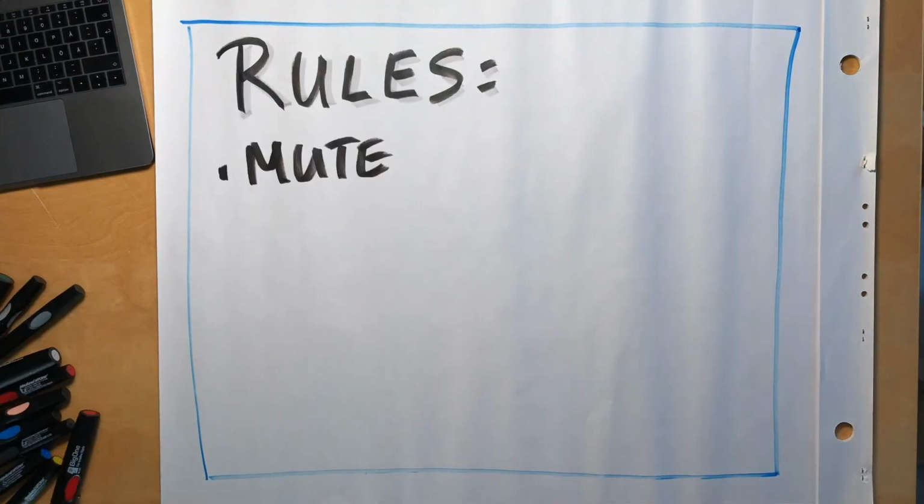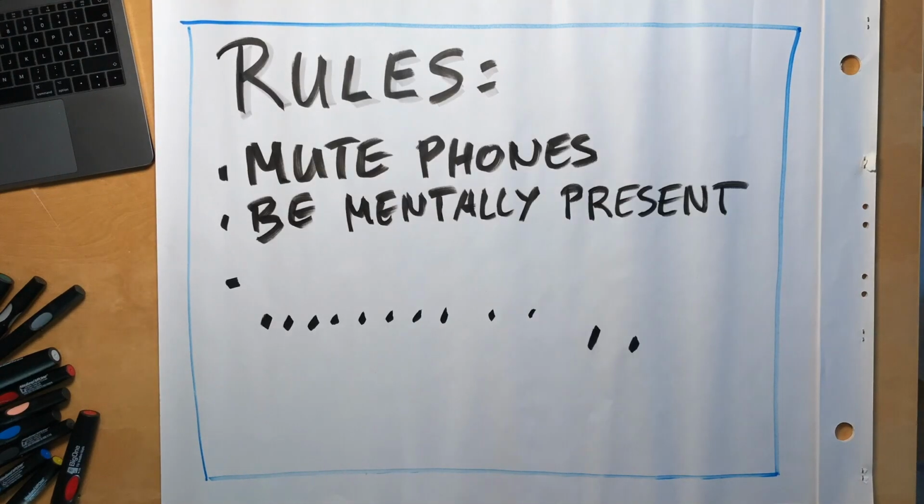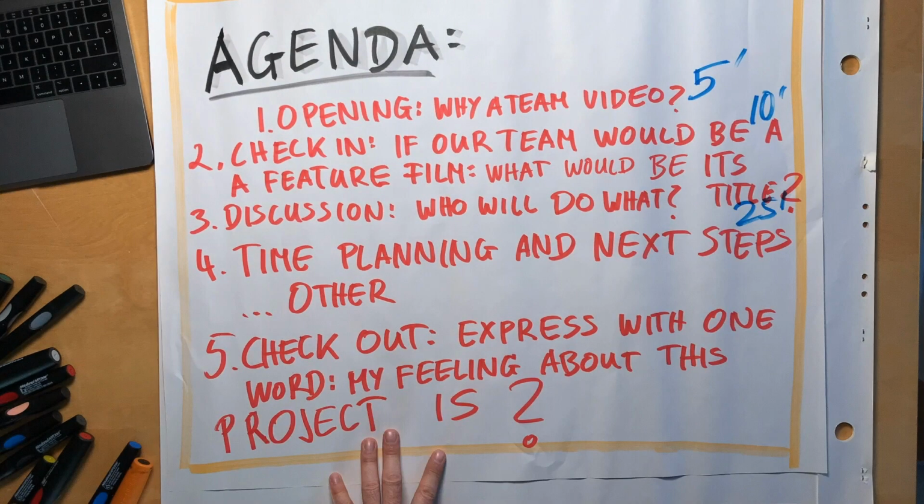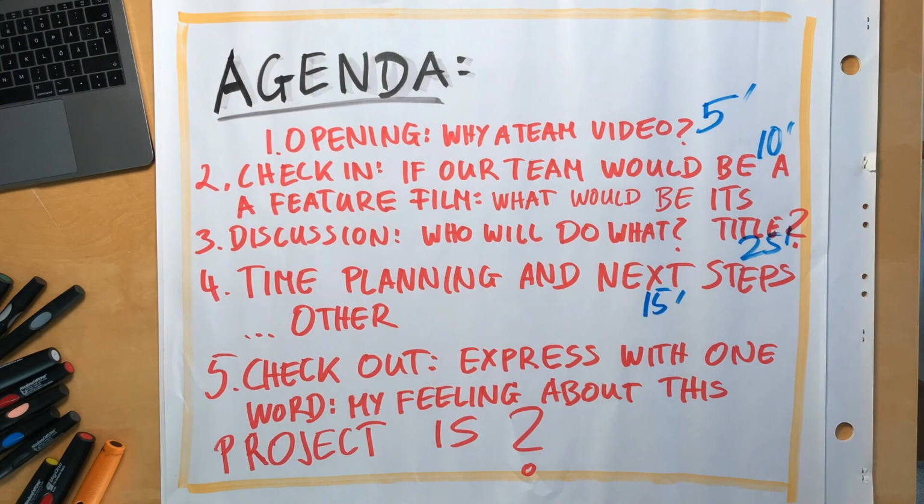Rules. Mute your phones, be mentally present. And very important when it comes to rules, ask the participants if they want to add any rules and write them down. Then time. 5 minutes for the opening, 10 minutes for the check-in, 25 minutes for discussion and 15 minutes for decisions to take.